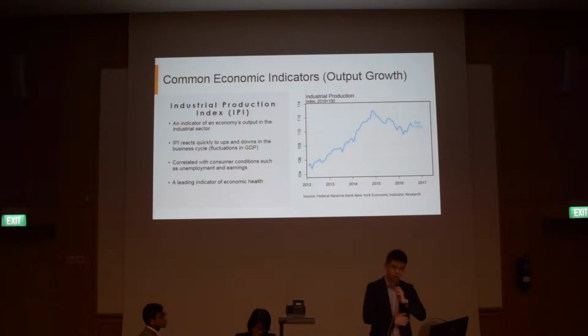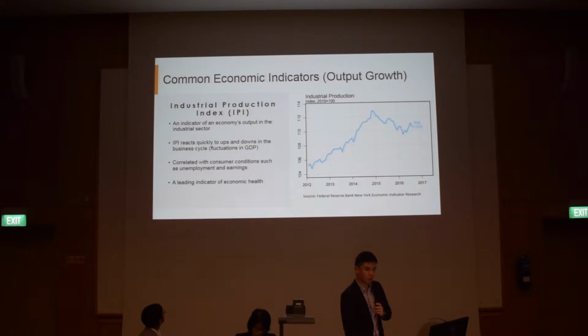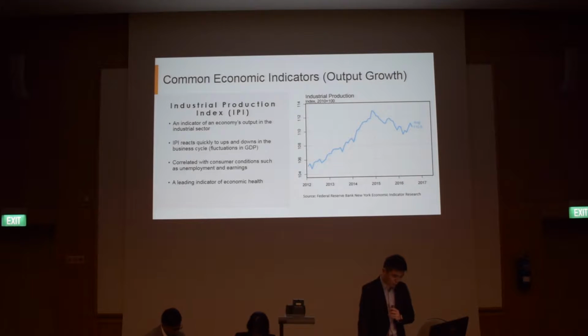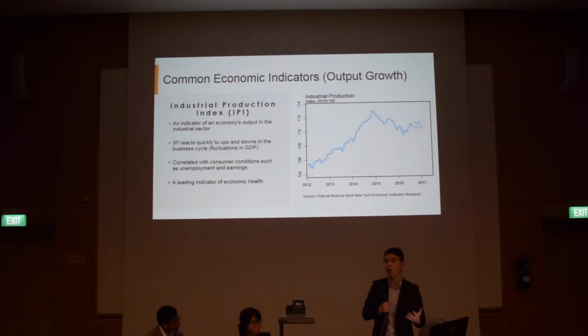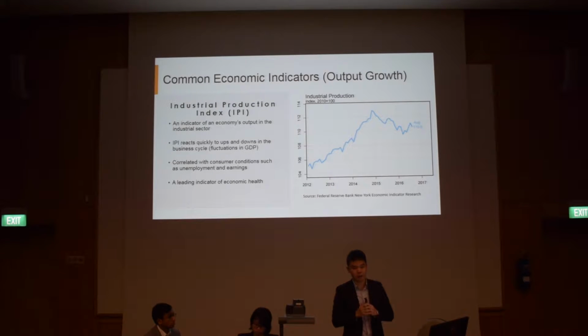So the next indicator that we'll be introducing is your industrial production index, which is IPI. Earlier on we talked about GDP. In this case, it is an indicator of the economy's output in the industrial sector rather than for the whole economy. So why do we focus on the industrial sector? Because as it turns out, your industrial sector has a quick reaction time to the ups and downs of the economy, that is your business cycle fluctuation in GDP. It's also correlated with consumer conditions or consumer spending, which gives us a more current view of the economic health of an economy, rather than waiting for your GDP figures which may be tabulated maybe at the year end.